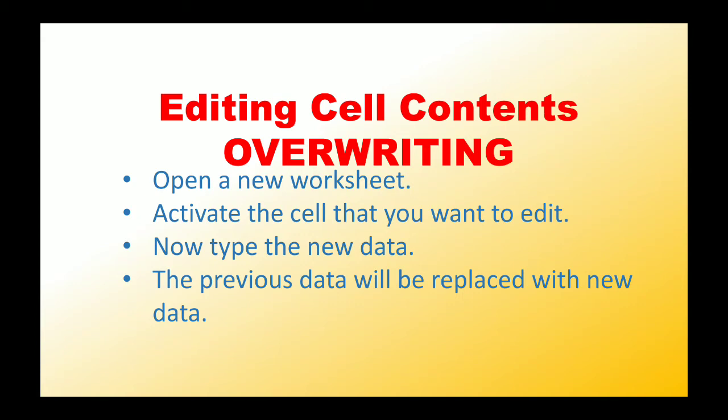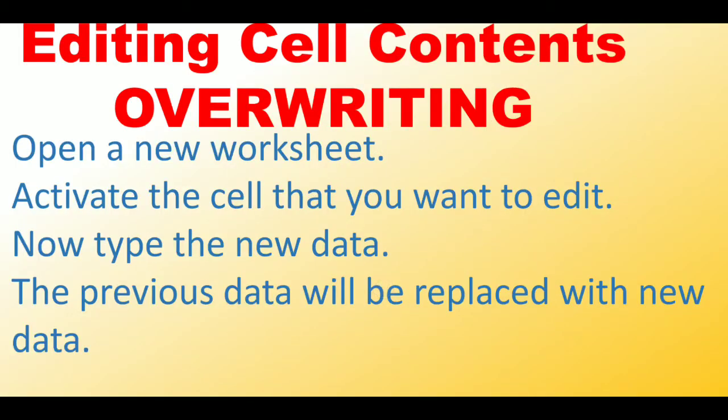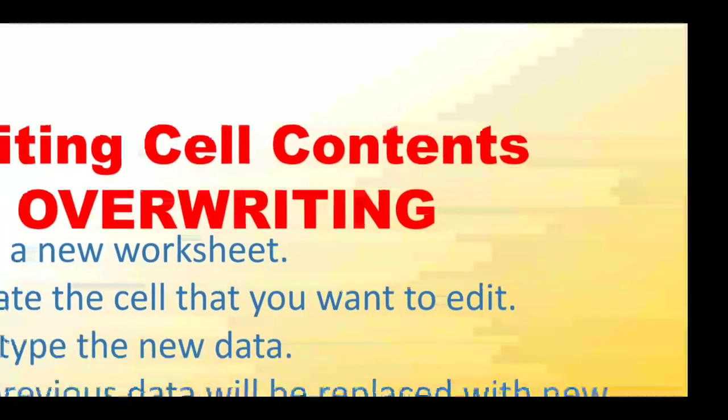Okay, now what you have to do, you just have to activate the cell in which you have to edit. After activating, you can start typing. Now the previous data will be replaced by the new data. So this is the meaning of overwriting and the method to overwrite any data in an Excel sheet.